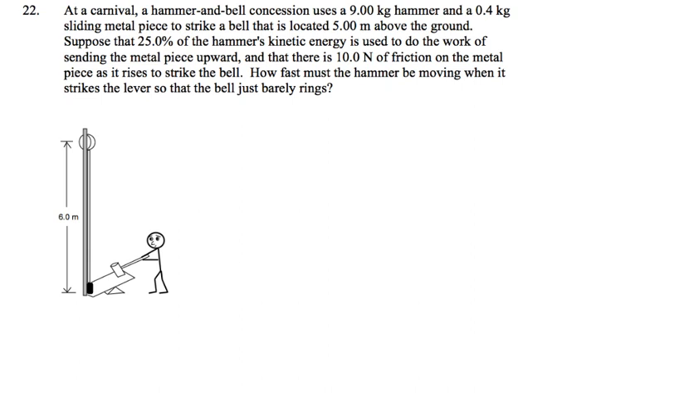I made the picture so you could see what's happening here. So you have a hammer and bell concession. This is the hammer and bell concession. This person's going to take the hammer, come down, hit, and then this metal piece is going to go up.